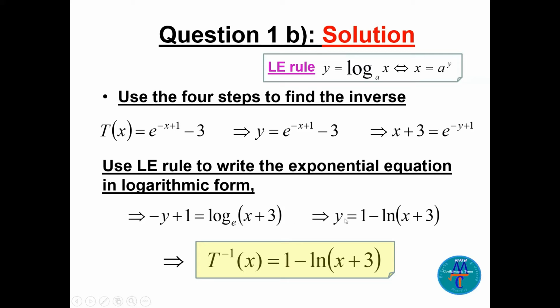Now, log base e, we can write it as ln, and then take 1 to the other side, it becomes minus 1. And remember, there is minus y. So when you multiply by minus 1, you will get y equals 1 minus ln of x plus 3. And that will be the inverse function of t of x.